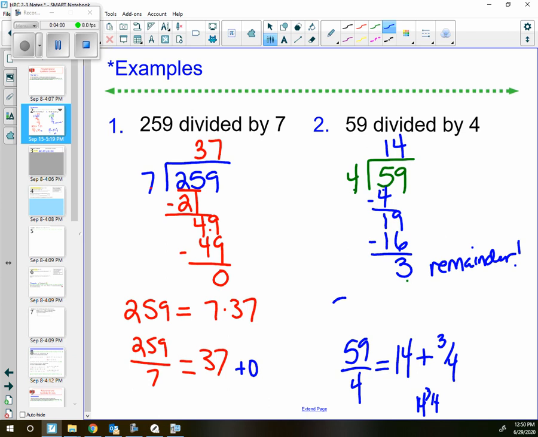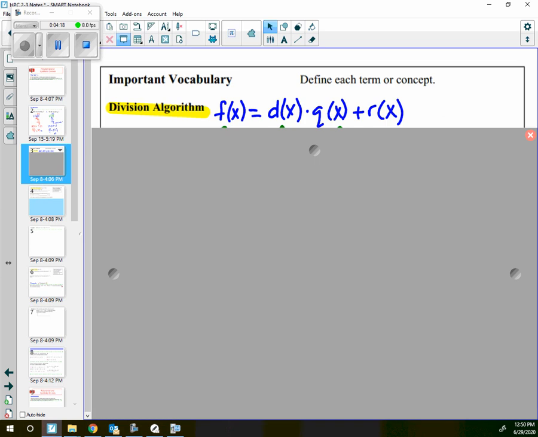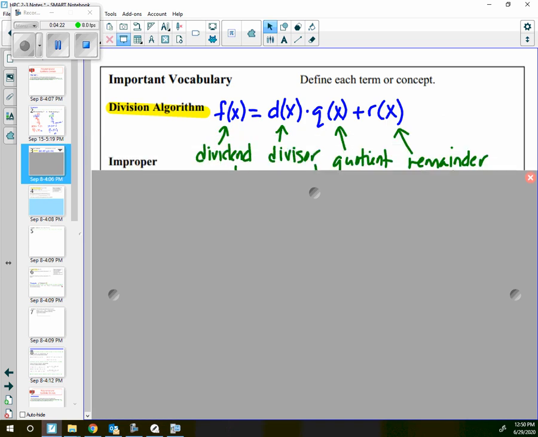Or I could say 59 is equal to 4 times 14 plus a remainder of 3. So it's 4 times 14. So we have 14 4s plus 3 out of 4 left over. So this process that we talk about for division is the same when we look at long division with polynomials. So the actual division algorithm, there's 2 different ways to write it, and I'm going to show you both.